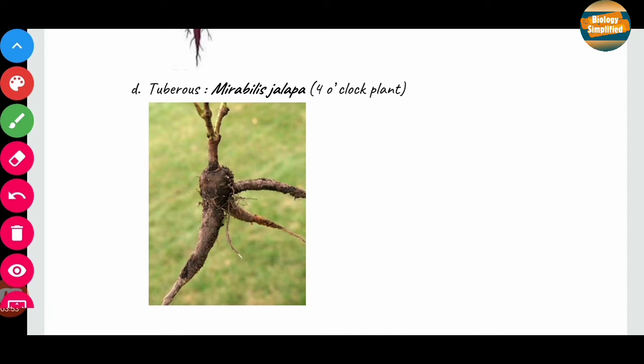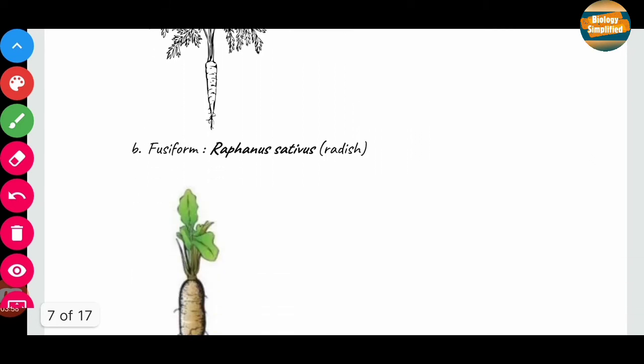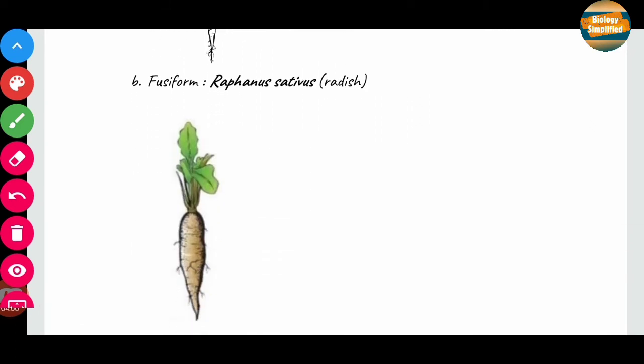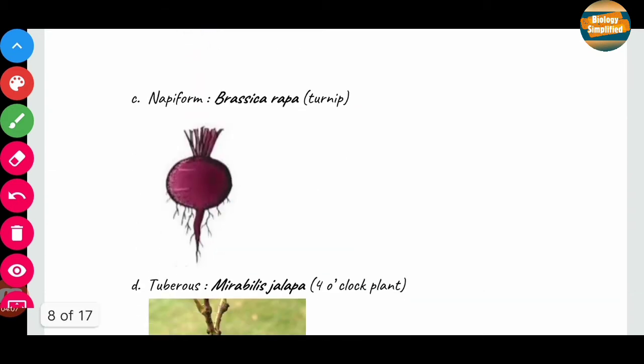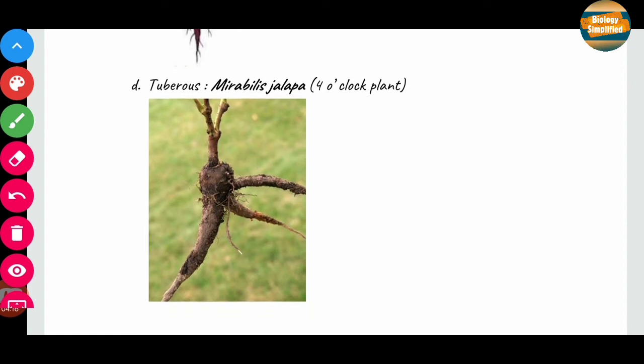So we have seen the conical modification, the fusiform modification, in which the front and the back region are pointed and the central region is thick, the napiform modification, in which the front region is broad and it is tapering at the end, and the tuberous modification, in which irregular swellings are present.